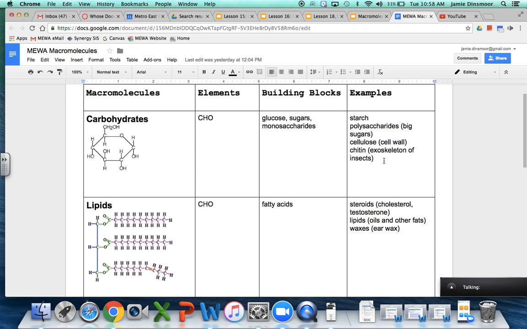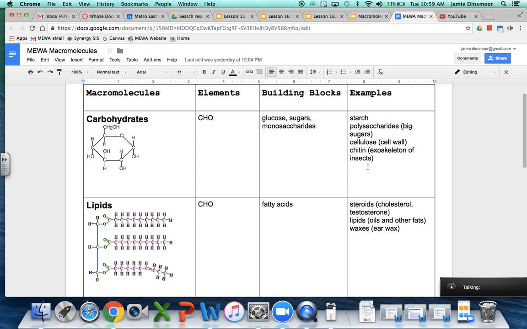Chitin, or chitin, there's multiple pronunciations of this that you may hear. This is the exoskeleton of insects. Think about how strong that is, right? The exoskeleton of an insect is incredibly strong. You can crush it, but it's still pretty strong. Think about a cockroach, right?